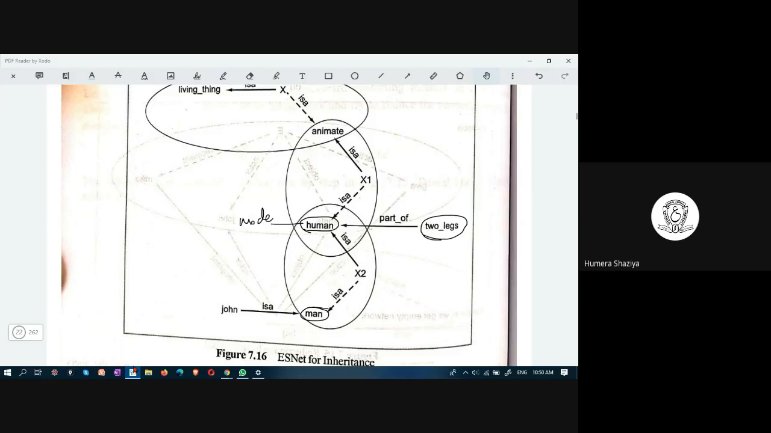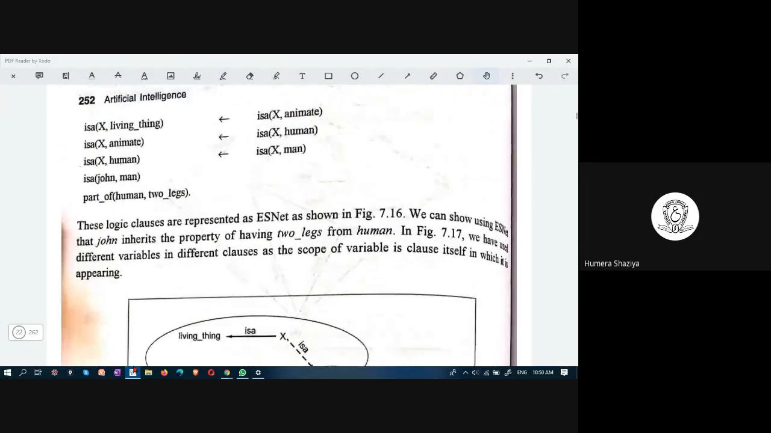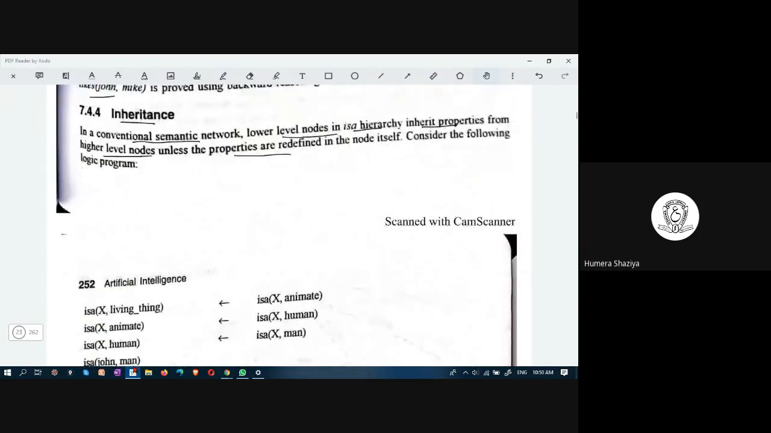This lower level node inherits the property from the higher level node. What is the property? Two legs. If we say humans have two legs, by default it is applied to man as well, because man is derived from human. All right.